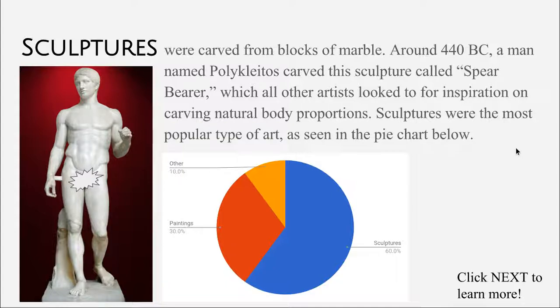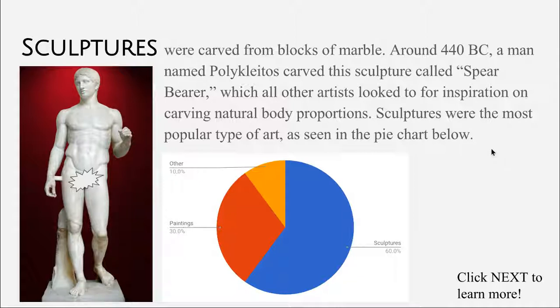So sculptures were carved from blocks of marble, which is kind of crazy when you think about it, that they started with just a big block and then carved with their tools from there. This sculpture here in the picture, surprisingly, we do know the artist's name for this one. This one was carved by Polykleitos, and this sculpture is called Spear Bearer, and this is actually really important because a lot of the artists in the future based their proportions off of this sculpture that he made.